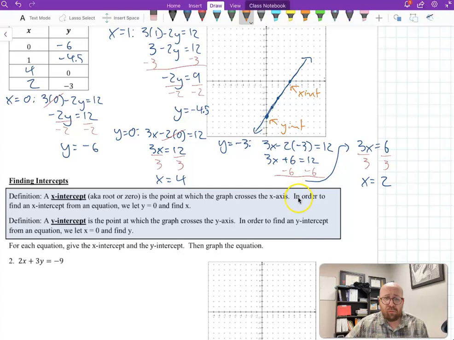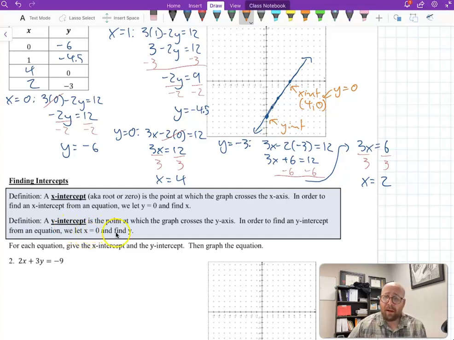To find the x-intercept, we're going to let y equal 0. And that makes sense because when you come up here to this problem where we had the x-intercept, the x value is 4, and the y value is equal to 0. So if y is equal to 0, that will give you where the graph crosses the x-axis. In order to find the y-intercept, we let x equal 0.